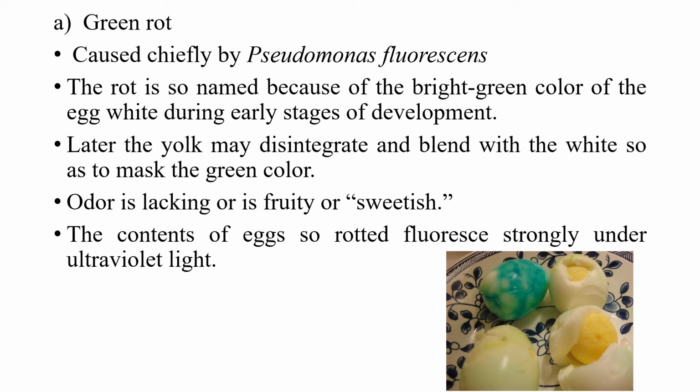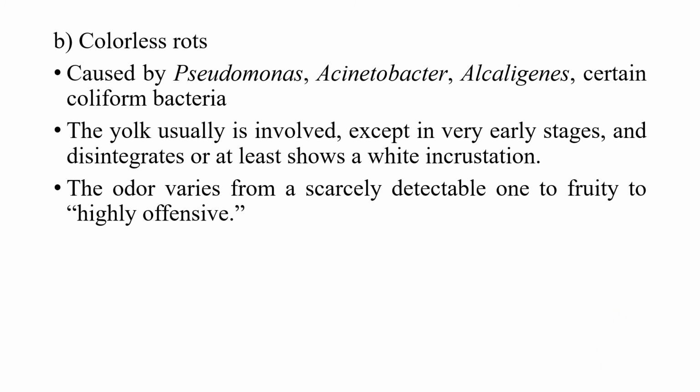In the later stages of the infection, the yolk may start to disintegrate and blend with the white so as to mask the green color. The odor is lacking or is a fruity or sweetish odor, and the contents of the rotted egg will fluoresce strongly under ultraviolet light. The first type of rot caused by bacteria is the green rot caused by Pseudomonas fluorescens. Second one is colorless rot.